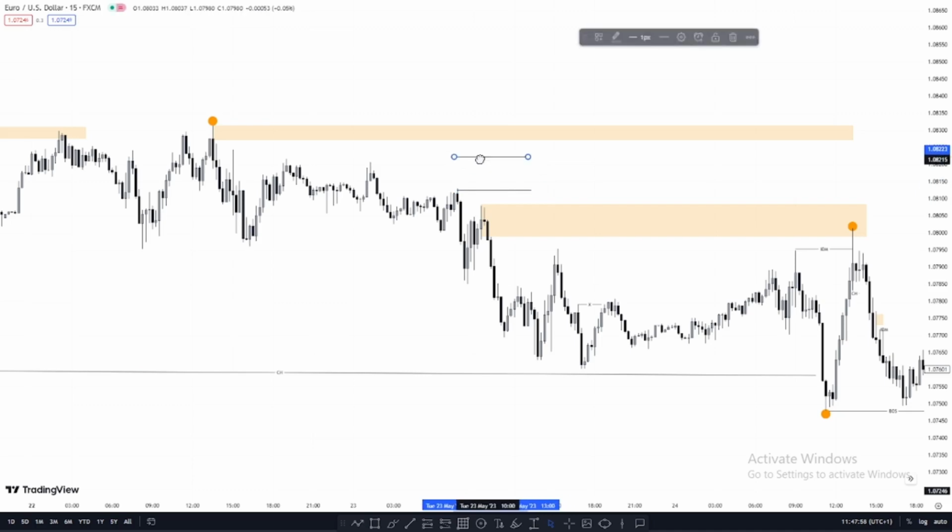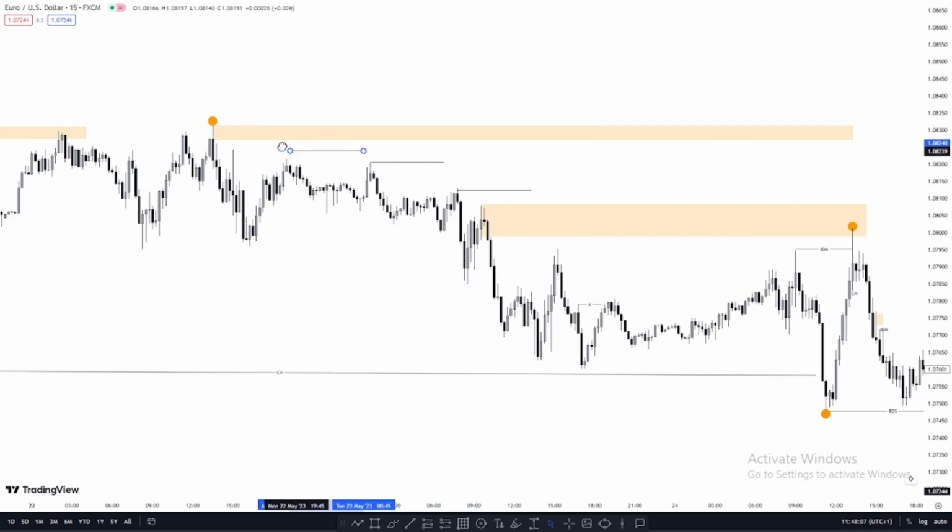Now let me show you another liquidity in the market. This is another liquidity. This is liquidity, guys. You don't need to take trades from there. All these are liquidity in the market. Let me show you another liquidity. Look at it here. All these are liquidity. You don't need to take trades from there.